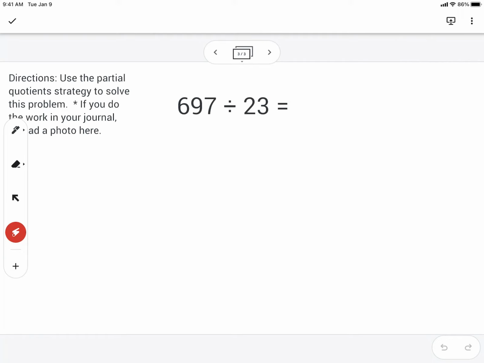Okay, that is your math homework for tonight, and it's due at 9 p.m. Okay, so get that done. If you don't remember how to do this, go back to the math homework review page and watch that video.